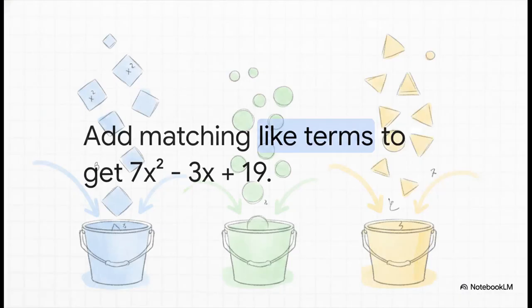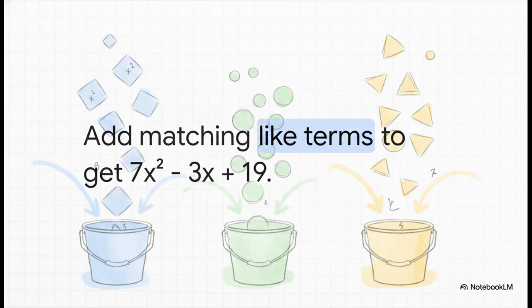Let's look at this example. We're adding 4x squared plus 5x plus 7 and 3x squared minus 8x plus 12. Since it's just addition, we literally drop the parentheses and start filling our buckets. First up, 4x squared and 3x squared. Add them up, you get 7x squared. Next bucket, the x terms. We've got a positive 5x and a negative 8x. 5 minus 8 gives us negative 3, so that's negative 3x. And finally, the constants, just your regular old numbers. 7 plus 12 is 19. Bring it all down together, and our final answer is 7x squared minus 3x plus 19.